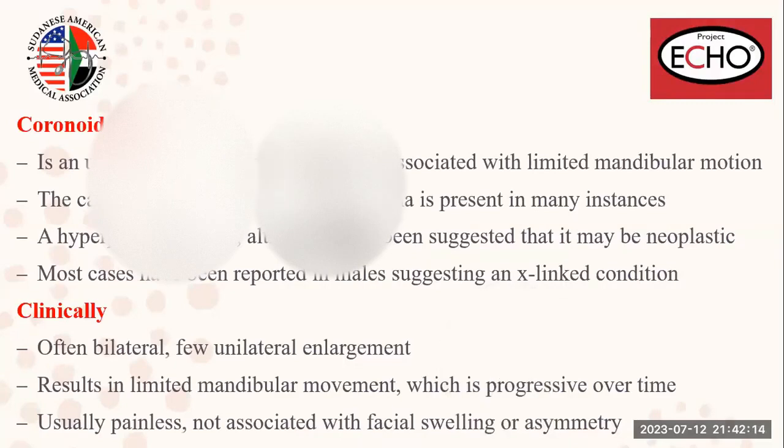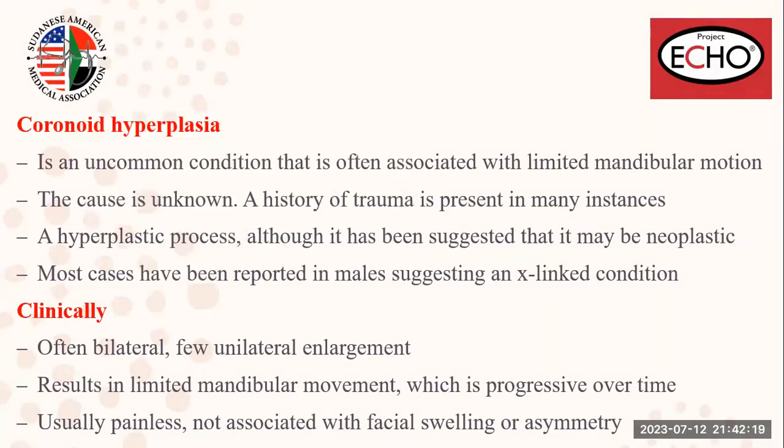Another condition is coronoid hyperplasia. This is an uncommon condition that is often associated with a very characteristic feature, which is limited mandibular motion. So the patient will come complaining of inability to move their mandible because the coronoid process is hyperplastic. The cause is, again, idiopathic or unknown, but a history of trauma is present in many of the cases, leading to the suggestion that this might be a contributing factor to this process.